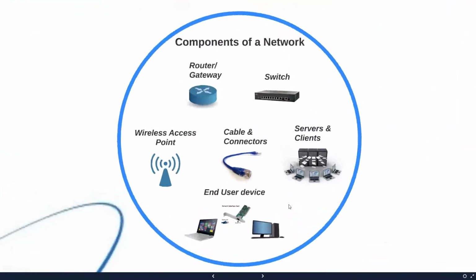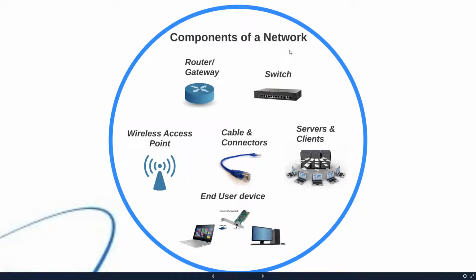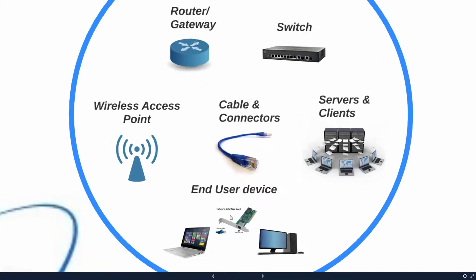Next is components of a network. As you can see, these are hardware devices. You have the router or the gateway, the switch, cable connectors, servers and clients, the wireless access point or WAP, and of course the ones that are used by us, the end user devices, which are as you can see here.